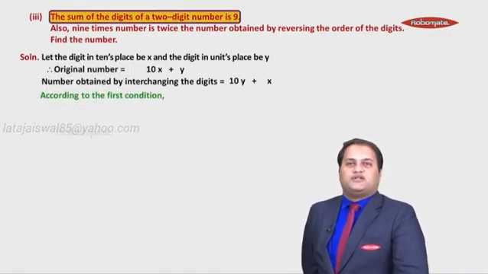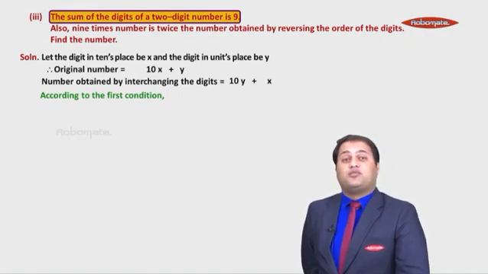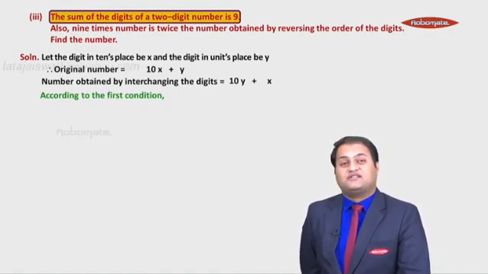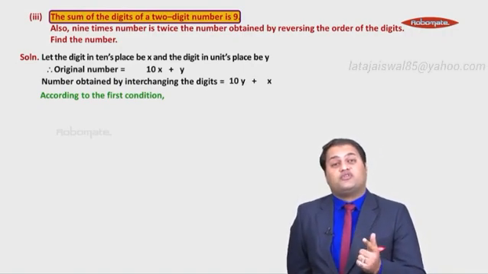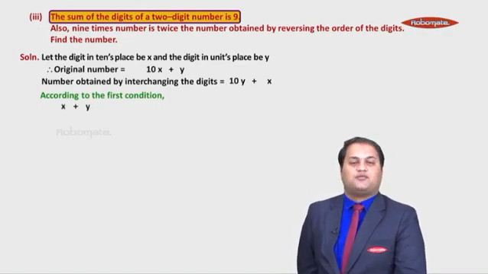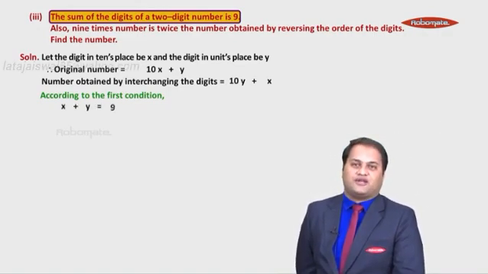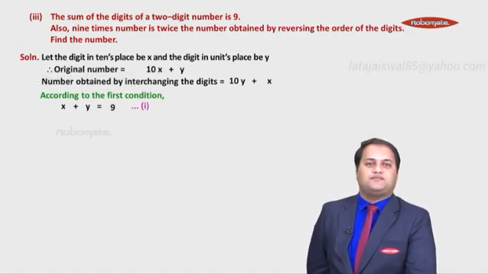According to the first condition, the sum of the digits of a 2-digit number is 9. The sum of the digits, which are the digits here? x and y. Sum of the digits is 9. So x plus y is equal to 9. Let this be equation number 1. Clear?